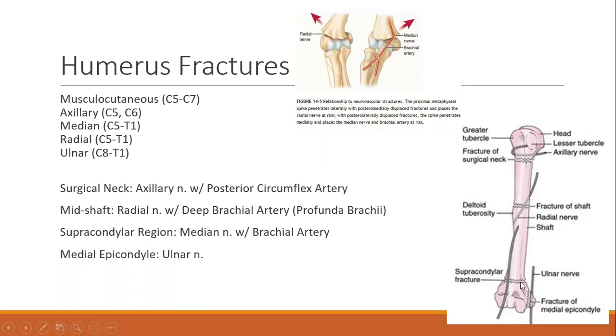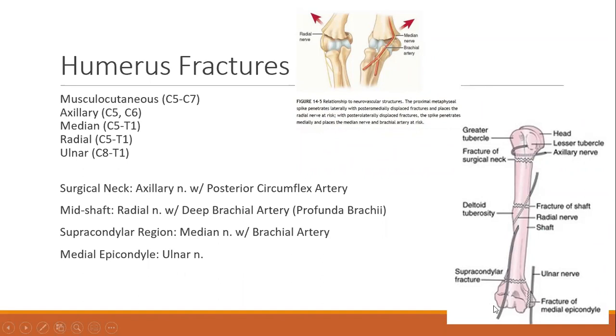This area specifically, not the bone itself, but when you're looking at the upper limb, this area is called the cubital fossa. And later you'll learn that there are 4 important structures in your cubital fossa. Well, 2 of them are your median nerve and your brachial artery. So when you break this area of your humerus, you could possibly damage both of them.